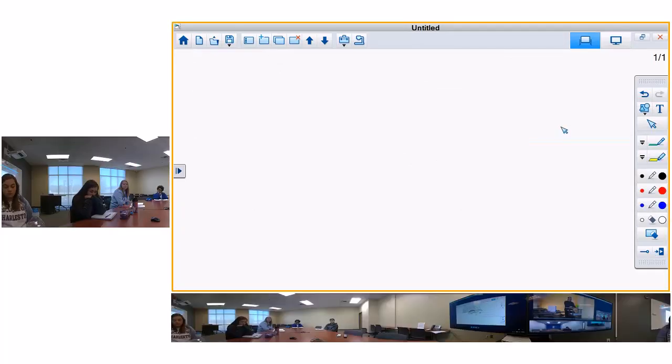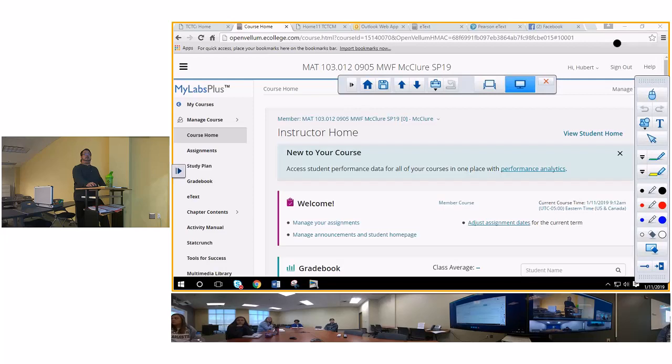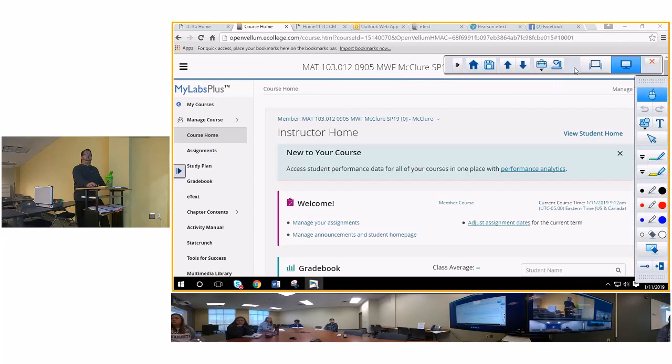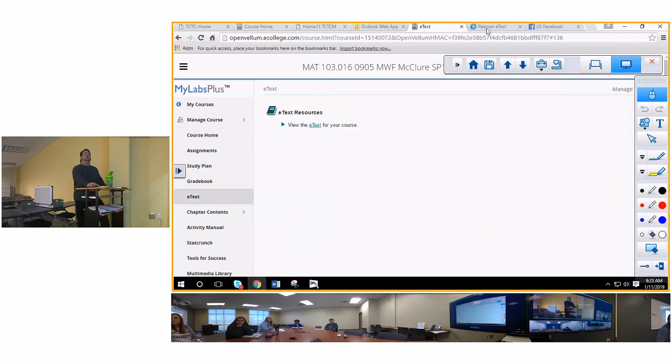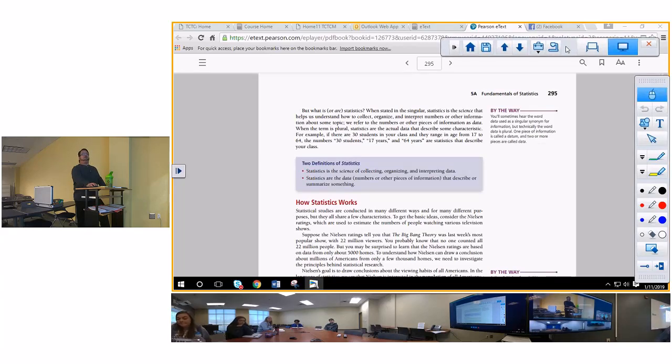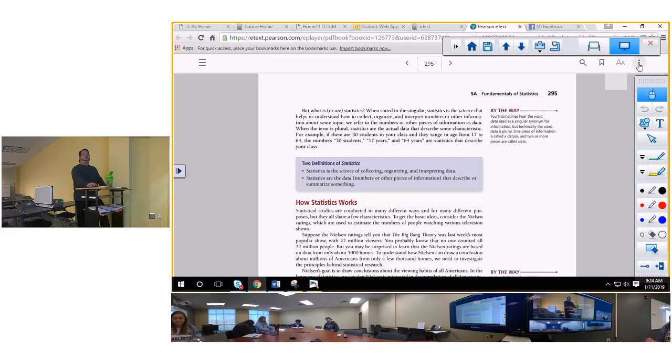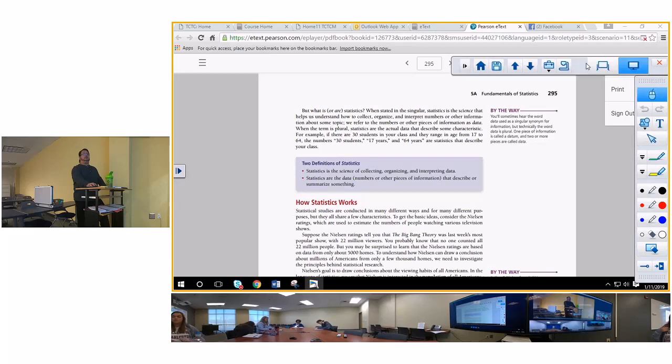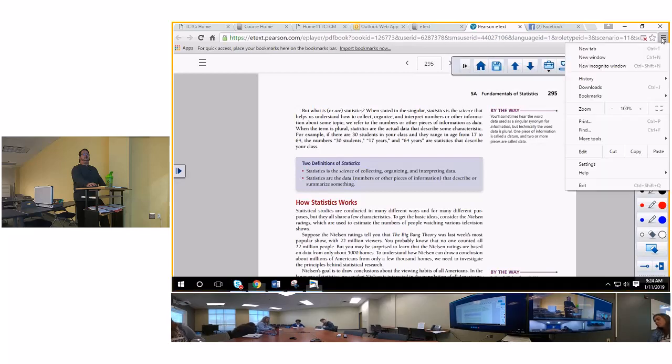Okay. All right. So let's go to our handy dandy book. You don't have to have a book, but I'm going to pull it up. We're going to start on 5A. So let's go ahead and get your notebooks out. I will highlight what needs to be highlighted. If I say it needs to be highlighted, then that means you need to write it down.